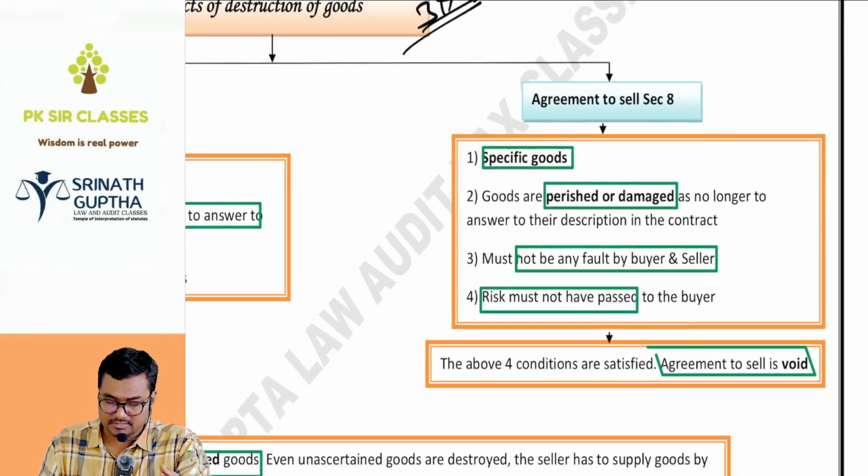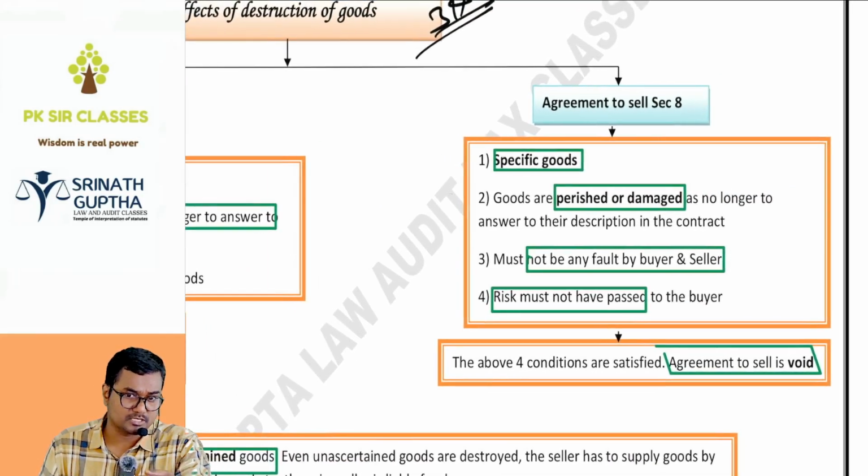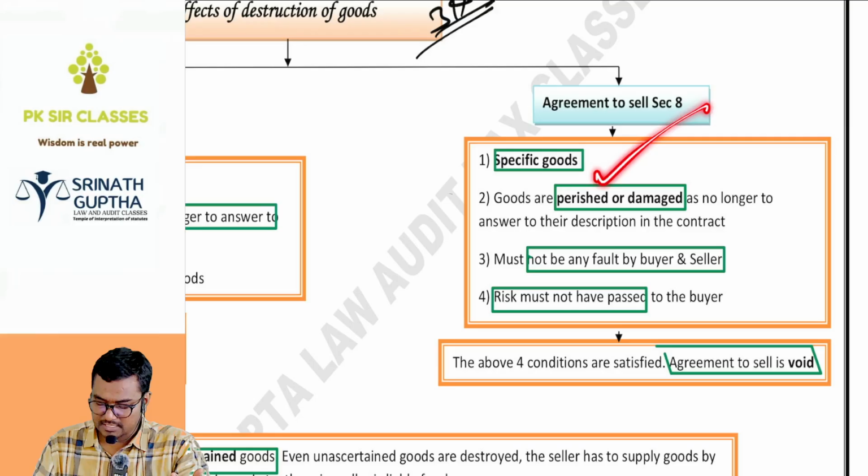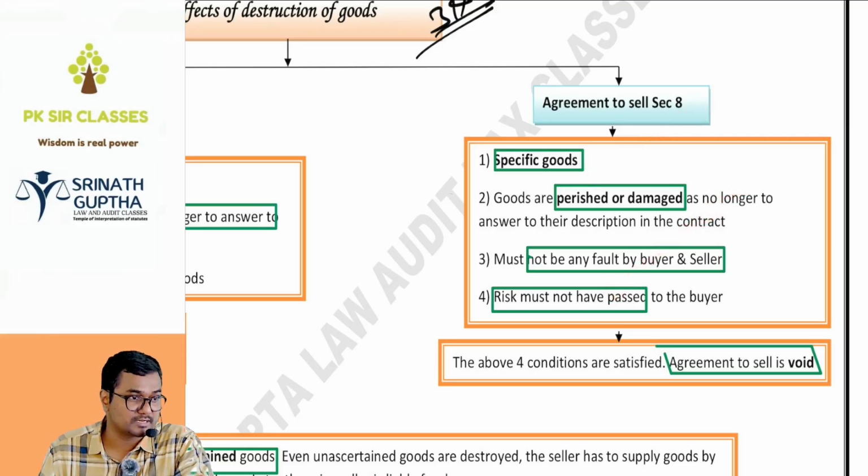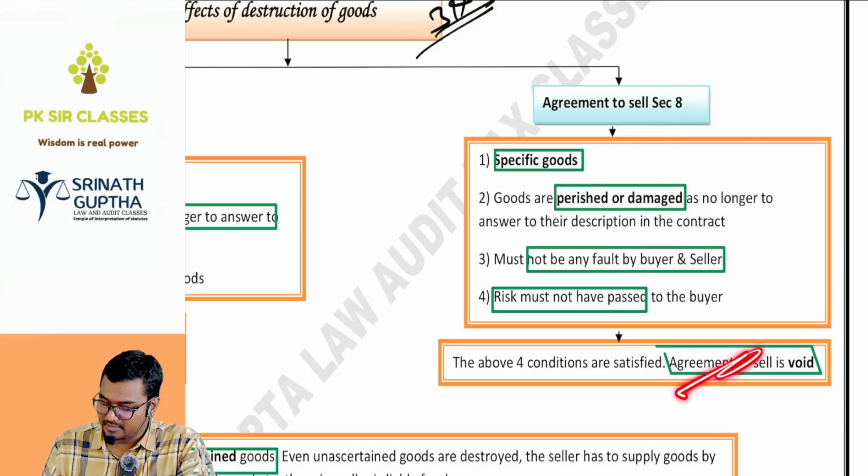In case of agreement to sell, the same 3 conditions plus one more condition: ownership is not transferred. There must be a contract for sale of specific goods. Goods perish without the fault of buyer and seller, and ownership is not transferred. Risk is not transferred. The agreement will be void.